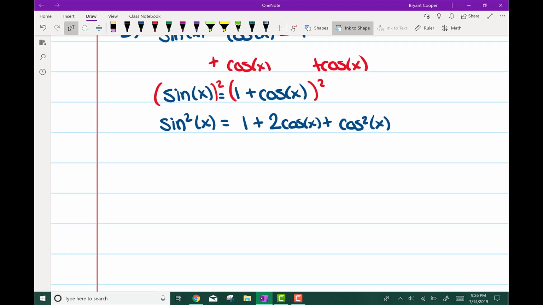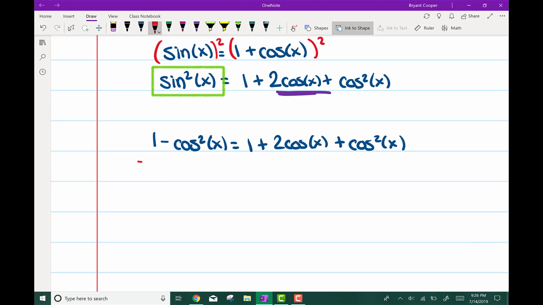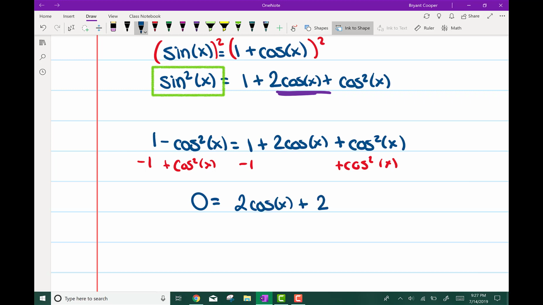And now from here, I see that I have cosine of x without the squared, so I'm going to go ahead and want to change this sine squared of x. So we know that sine squared is equal to 1 minus cosine squared. And then we write down the rest of our equation. And now we're going to go ahead and get everything onto one side. So I'm going to subtract 1 from both sides, and I'm going to add cosine squared to both sides. And I get 0 is equal to 2 cosine of x plus 2 cosine squared.